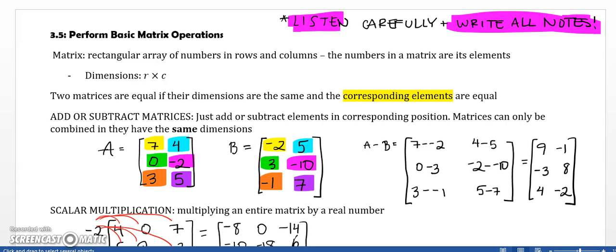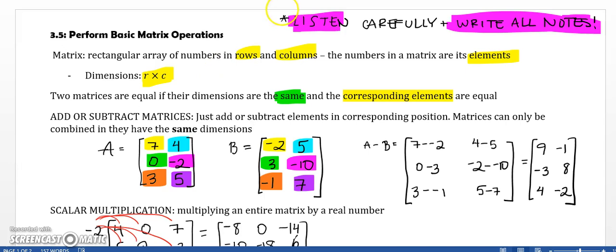So basic matrix operations. Again, a matrix, we've done this in class, we've written this before, but it's just a rectangular array of numbers in rows and columns. And the numbers in a matrix are called its elements. We'll be referring to the elements a lot. And again, the dimensions are rows by columns. We are going to say that two matrices are equal if their dimensions are the same. That's important here. And the corresponding elements are equal.